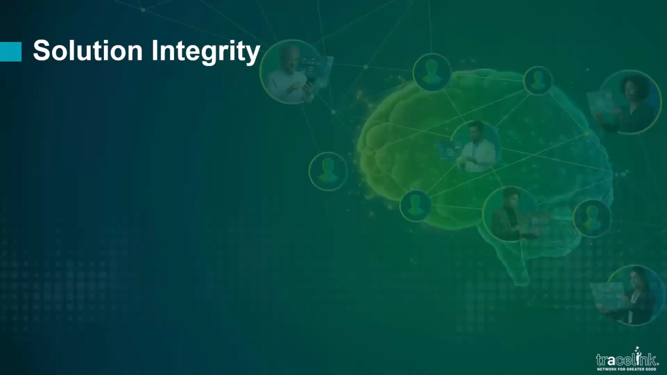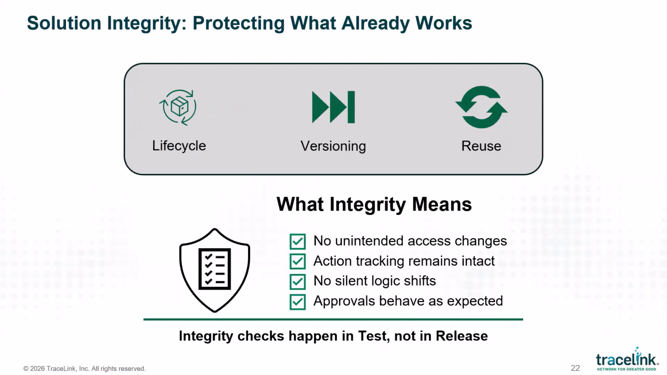Now on to solution integrity. Up to now, we have focused on moving changes safely through the lifecycle, classifying change correctly using versioning, and reusing solutions thoughtfully. The next step is solution integrity. Validation means confirming that everything behaves as expected in context. Integrity validation confirms that the solution performs consistently across roles, workflows, and use cases.